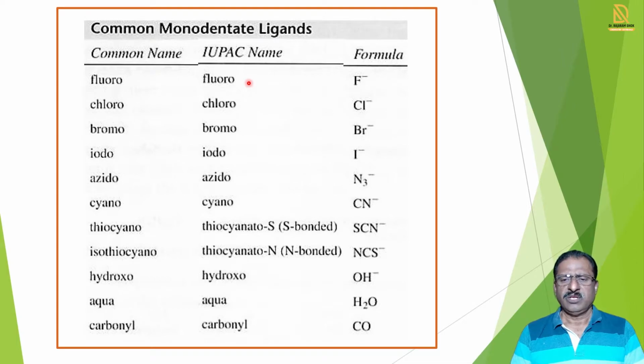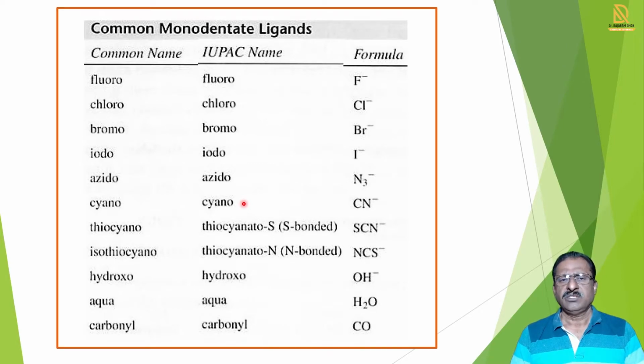For fluorine or fluoride, the ligand name is fluoro, shown by F minus. For chloride ion, the ligand name is chloro, and its formula is Cl minus. For the bromide ion, the ligand name is bromo, shown by Br minus. For the iodide ion, the ligand name is iodo, and its formula is I minus. Then for the azide group, the ligand name is azido, and its formula is N3 minus. Then the cyanide ion, CN minus; the ligand name is cyano.